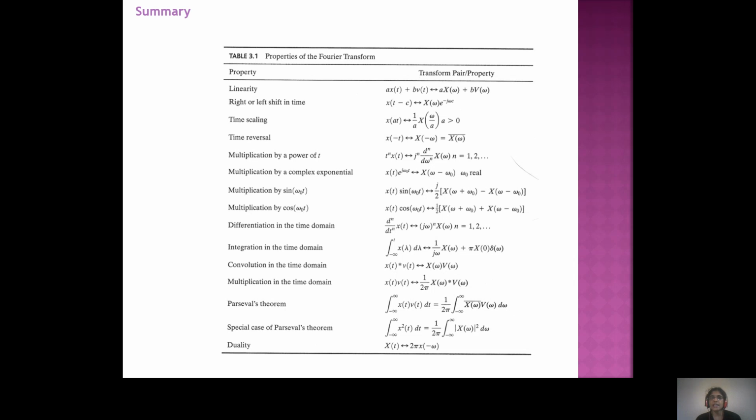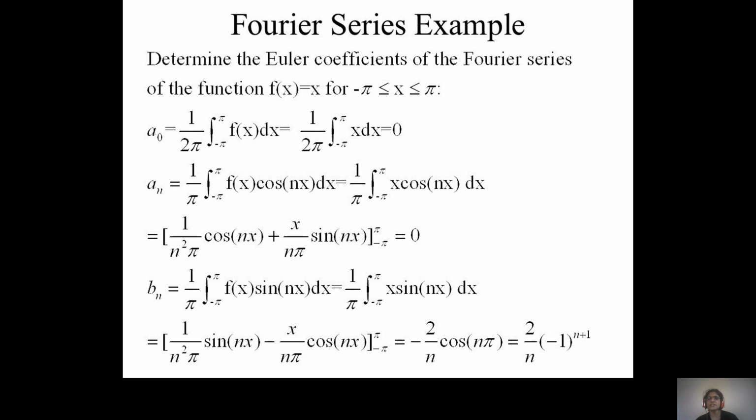So there is the linearity, time scaling, time reversal, multiplication by complex exponential, multiplication by power, in terms of the sine, in terms of the cos, differentiation in the time domain, integration, convolution in the time domain, multiplication in the time domain, Parseval's theorem, and duality. These are the properties that depend upon the Fourier transform. We'll see some problems about the Fourier series.